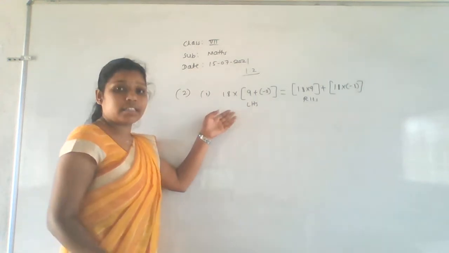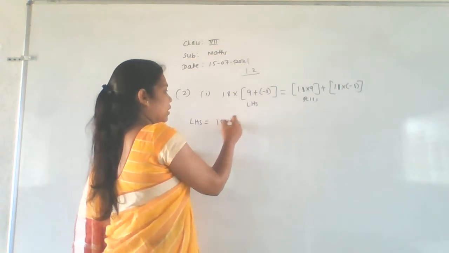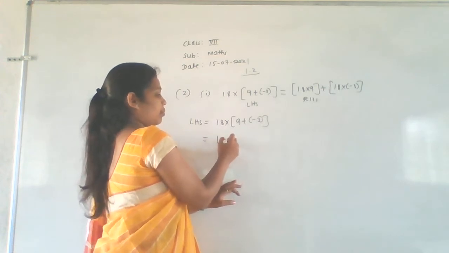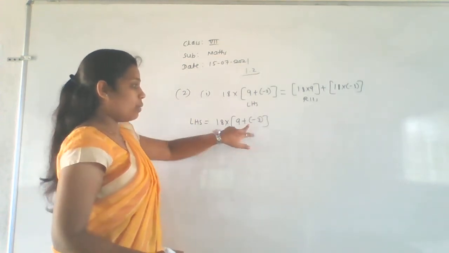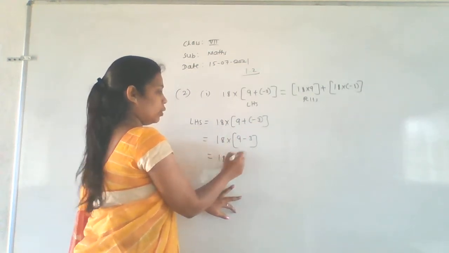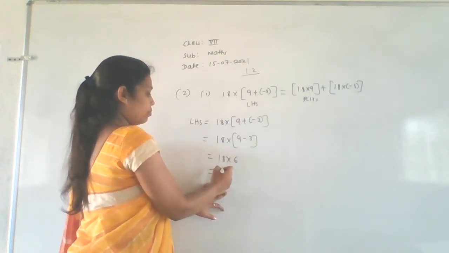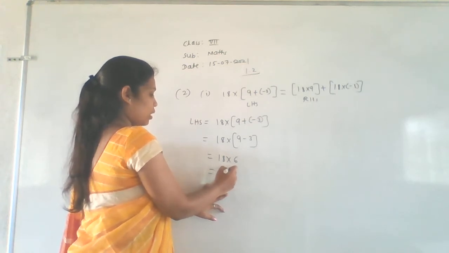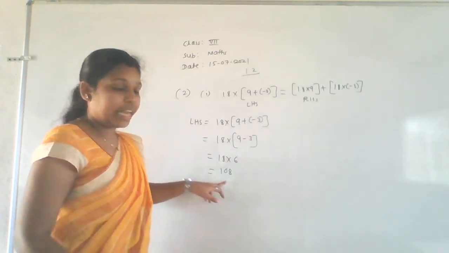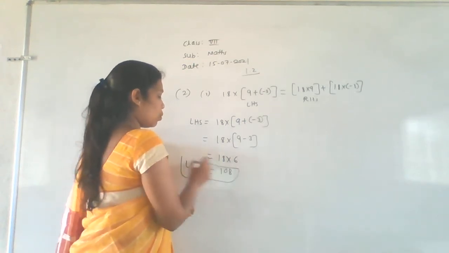Okay. For that reason, first consider the LHS value. What is the LHS here? LHS is equal to 18 into 9 plus of minus 3. Okay. So next, simplify the brackets first here. Plus into minus is minus, 9 minus 3. Next, 18 into 9 minus 3 is 6. What is 18 sixes? 108, right? So 18 sixes is 108. So LHS is 108.